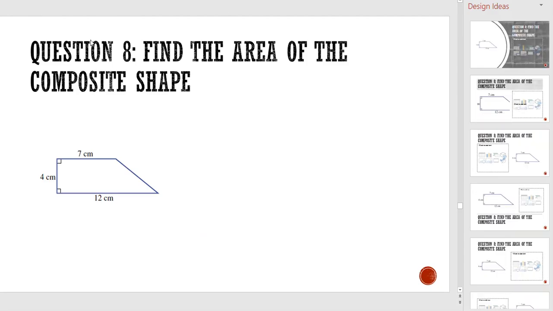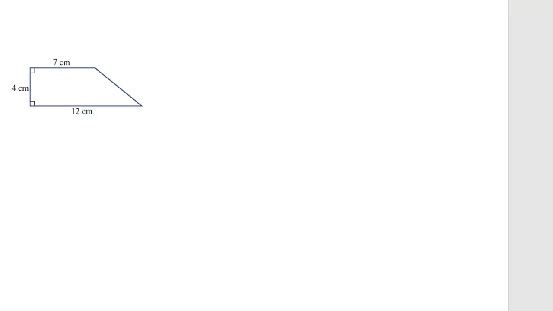Composite shape. Question 8, it asks us to find the area of this one here. So please have a go first. And remember, when working with composite shapes, you can draw lines or dotted lines to break up the shape. Okay, so if you got stuck on this one, that's okay.